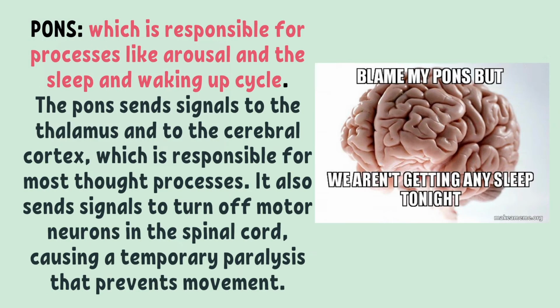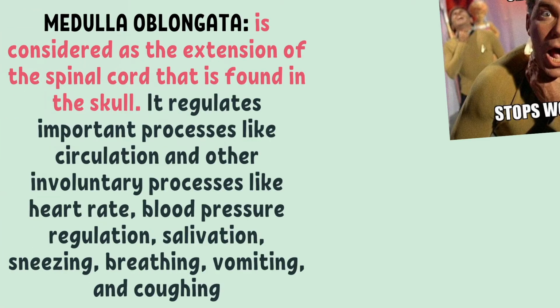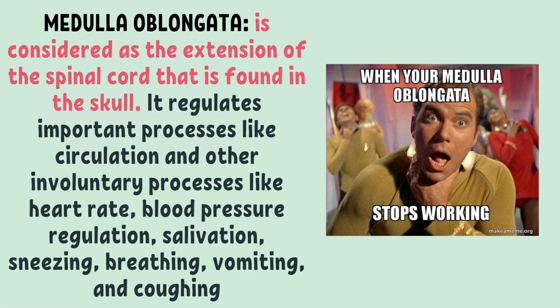Right, so we move on to the second one, the pons, which is responsible for processes like arousal and the sleep and waking up cycle. The pons sends signals to the thalamus and to the cerebral cortex, which is responsible for most thought processes. It also sends signals to turn off motor neurons in the spinal cord, causing a temporary paralysis that prevents movement. The third one is the medulla oblongata.